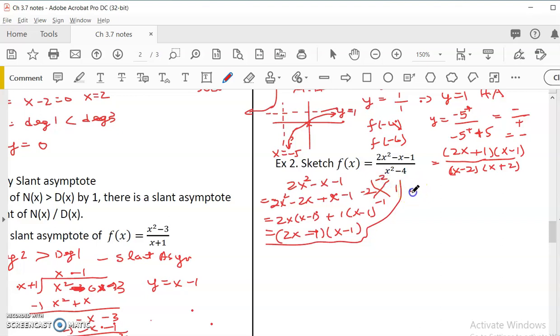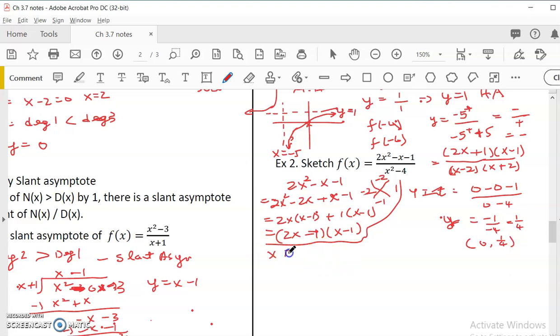So let's do the y-intercept. The y-intercept is when x is 0, so we plug in 0. 0, 0, minus 1. We don't use the factored form because it takes longer. So 0, minus 1 over 0 minus 4. So that would be -1 over -4. That is 1/4. So y equals 1/4. So the point is (0, 1/4).